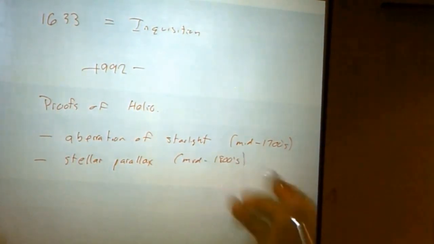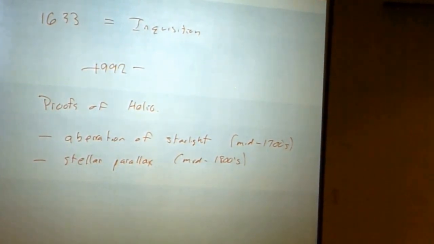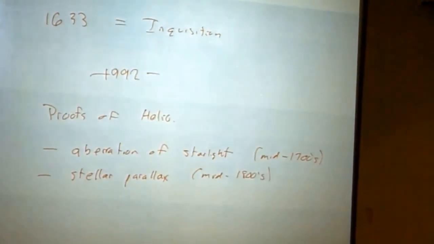And the times at which these tests were done were driven by the technology. You needed telescopes of sufficient quality, measuring devices of sufficient quality to see these two things. So aberration of starlight, let's start with that. And here's an analogous situation.